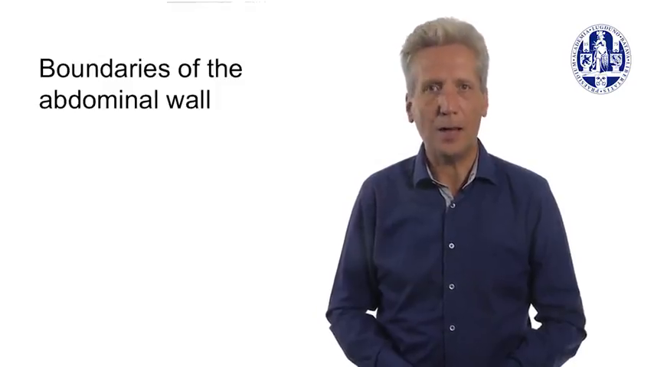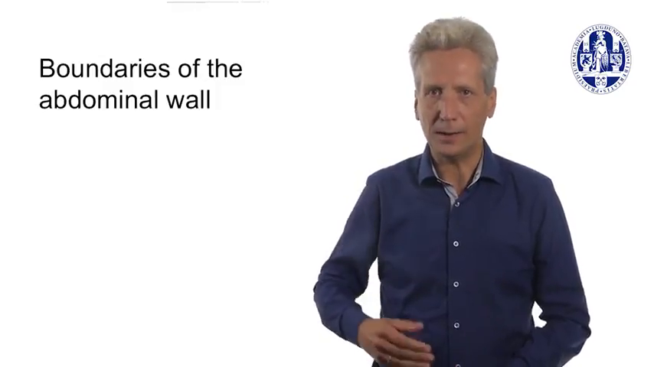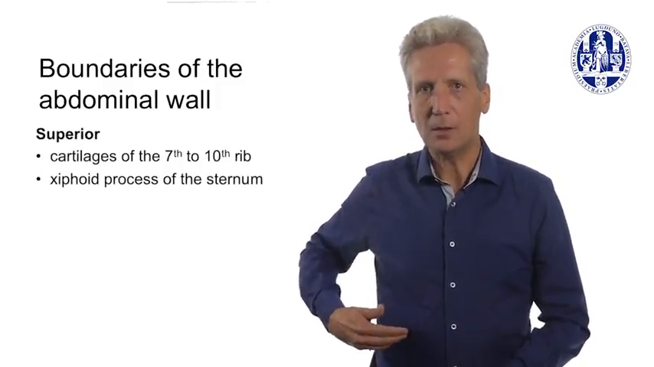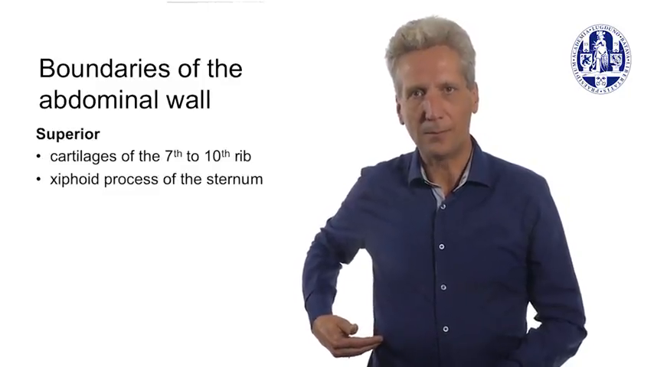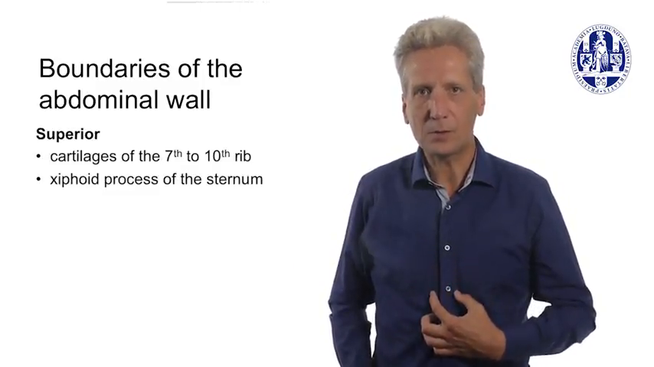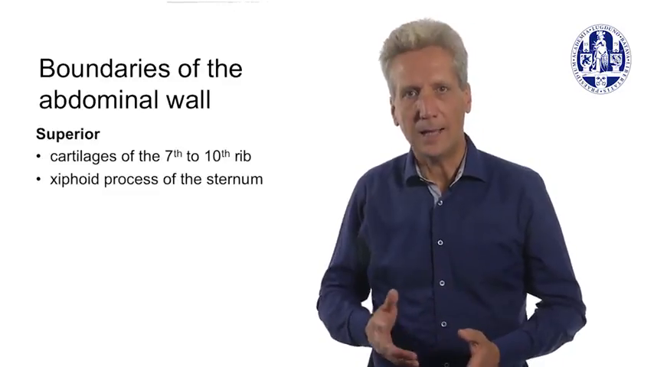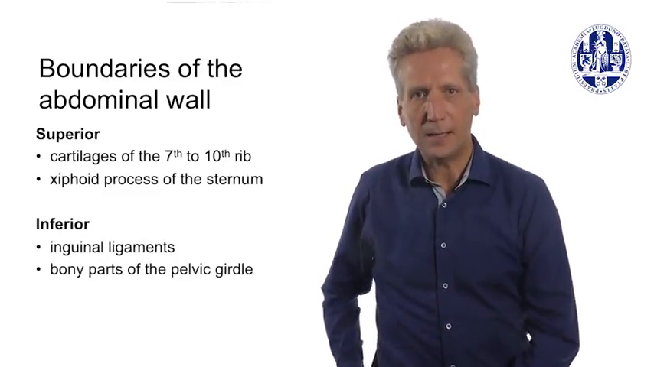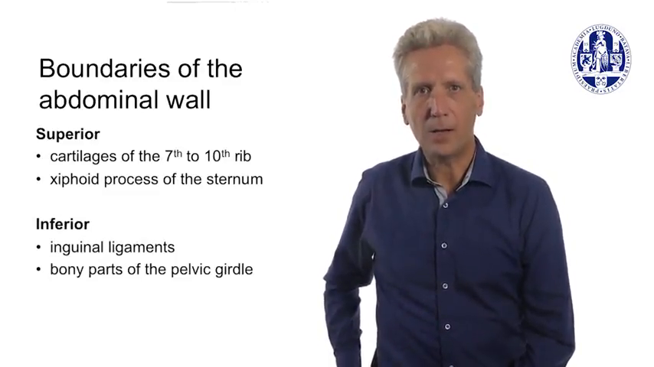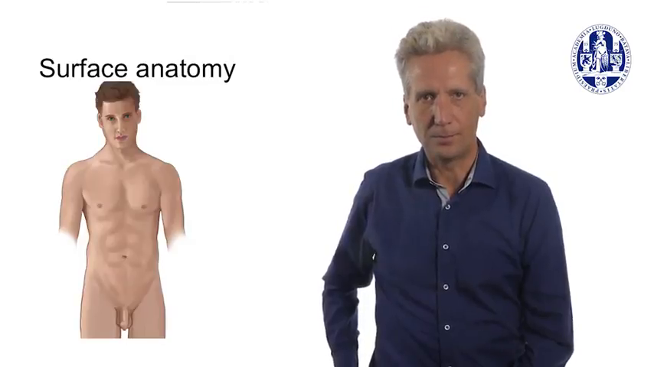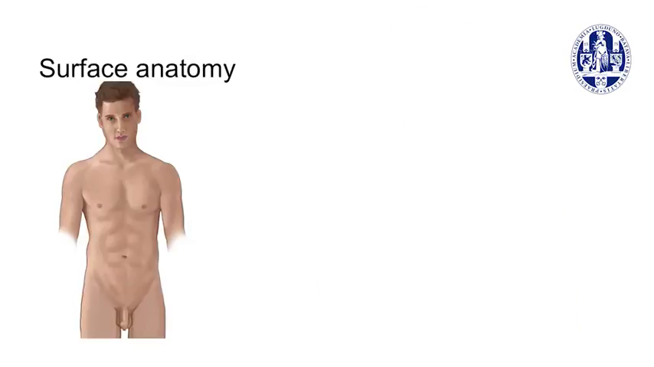The anterolateral abdominal wall is superiorly bounded by the cartilages of the 7th to the 10th rib, and the xiphoid process of the sternum in the midline. And inferiorly it is bounded by the inguinal ligament and the bony parts of the pelvic girdle. If a person has a limited amount of subcutaneous fat, many structures of the thoracic and abdominal wall are visible.